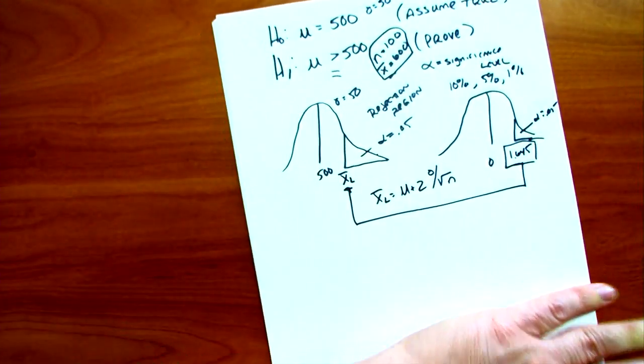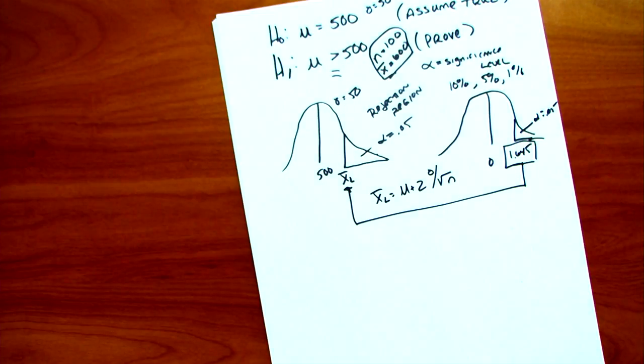That is my evidence, right? And we call the X bar there the test statistic. Why? Because it is the statistic that allows me to test my hypothesis. Does that make sense? Yes?